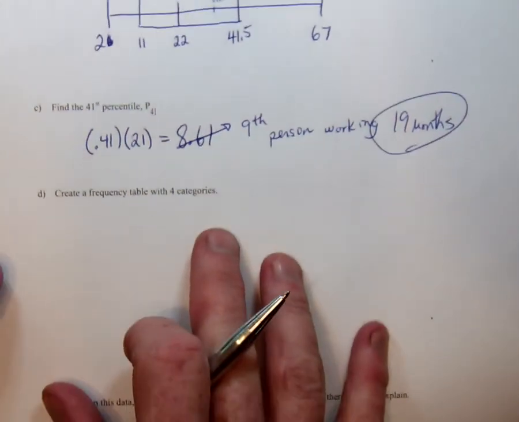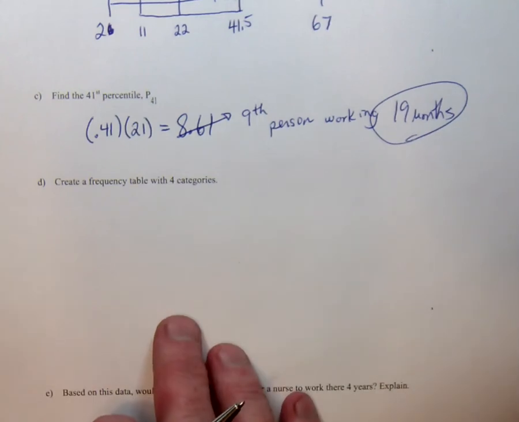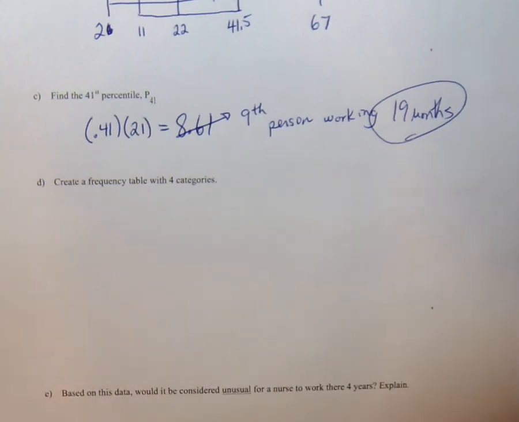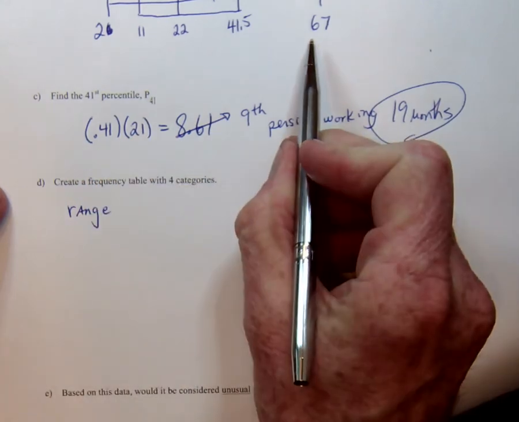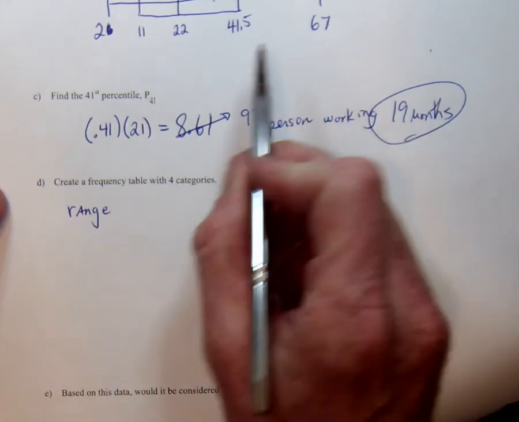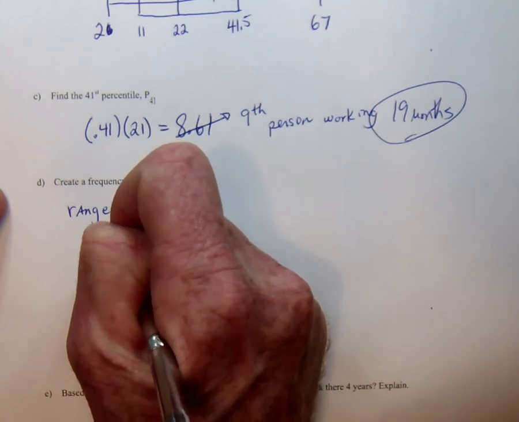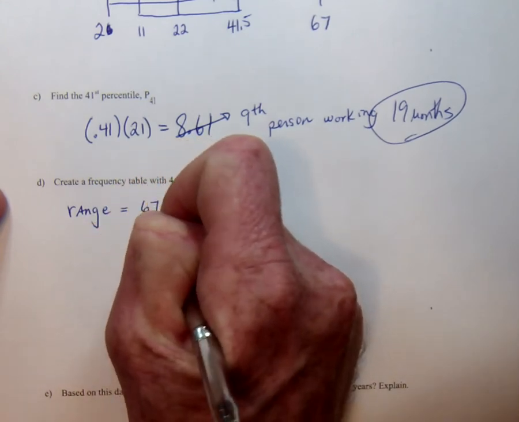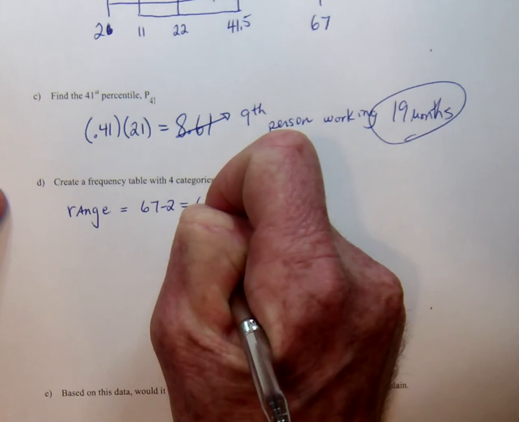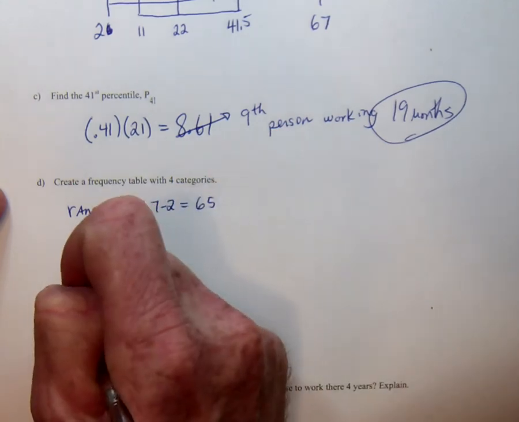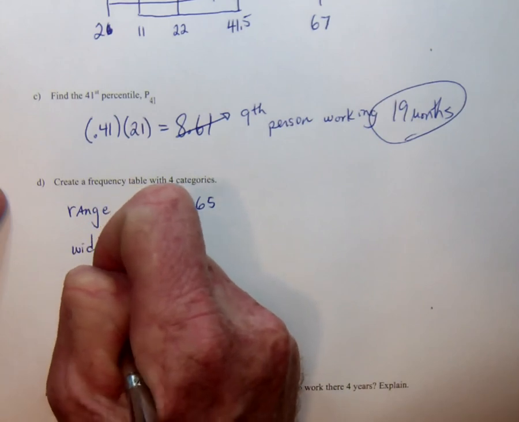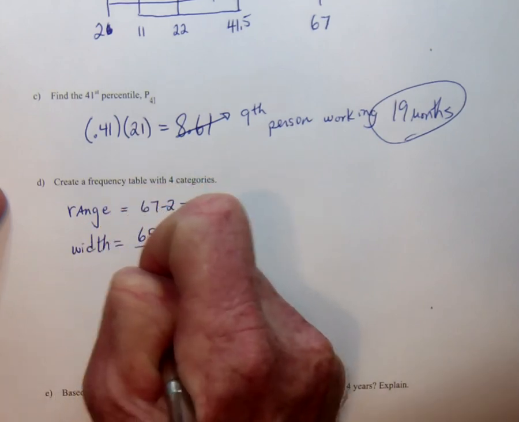Now a frequency table with 4 categories. So first of all, you need to find the range. And, well, we have the numbers for that right here. 67 is the biggest and 2 is the smallest, so you subtract those two. So basically it's a range of 65 months that has to be divided into 4 equal pieces. So that's going to be called the width. 65 divided by 4.